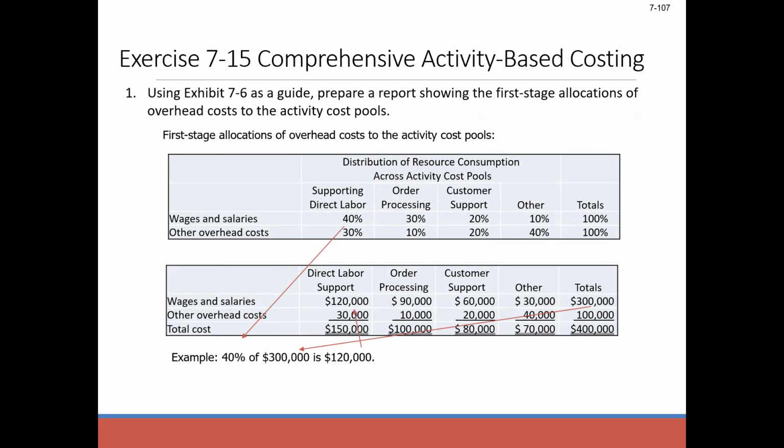So the first part we're going to look at is the first stage allocations. We're going to take the total costs and assign the cost to the various activity pools. So direct labor support is 120,000 by taking the 40% times the total cost. And then we do the same with the other overhead costs. We assign those to the various pools.